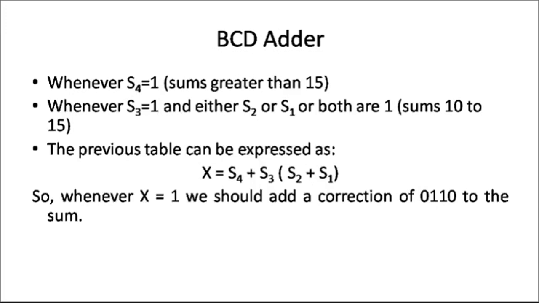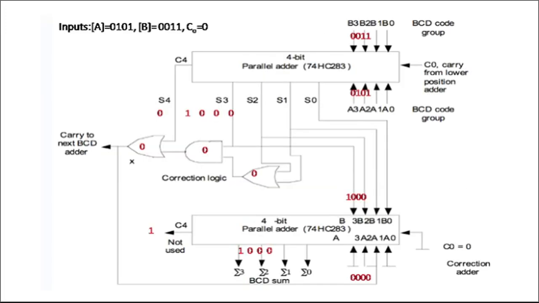Now see this diagram, very interesting. The input A values are 0101 and B is 0011. This is called the B word and this is called the A word. The IC we are using is the 74LS283.